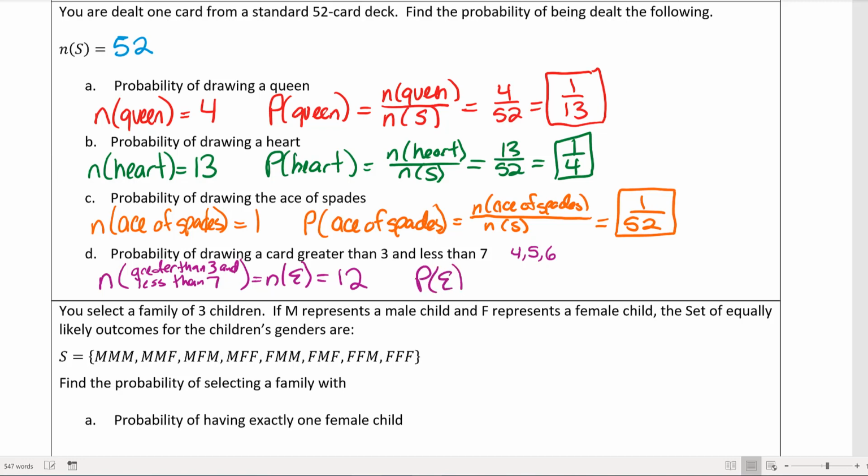So the probability of this event is going to be the number in the event divided by the number in the sample space. So we're talking about 12 over 52, and 12 over 52 can be divided by 4. If I reduce the top by 4, you get 3, reduce the bottom by 4, you get 13, and that is the probability that we're going to get a number greater than 3 and less than 7.